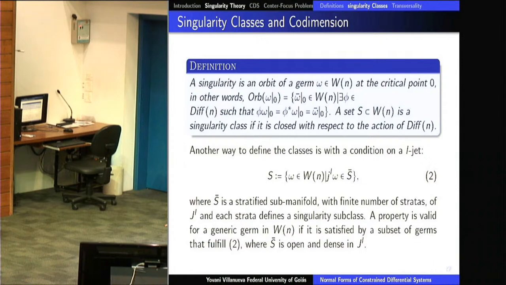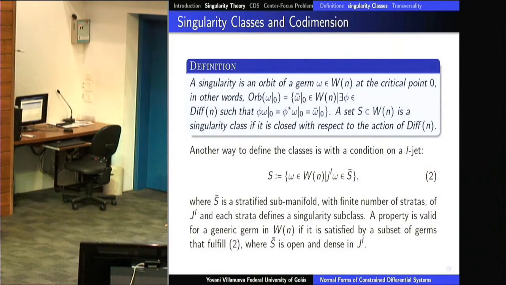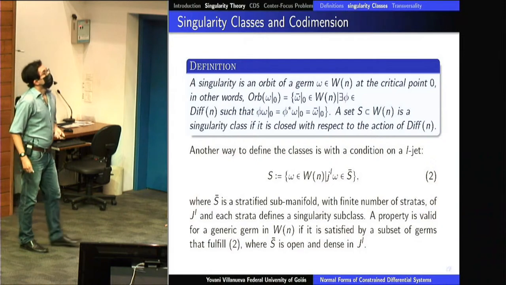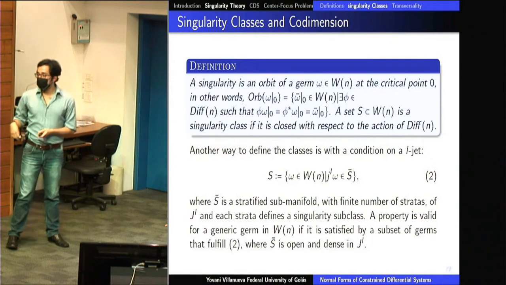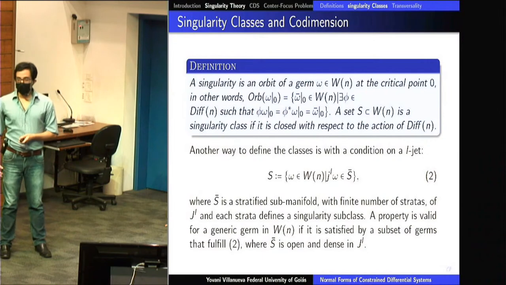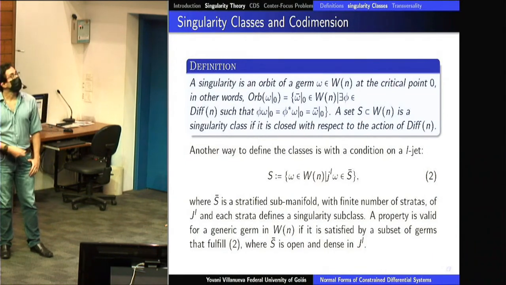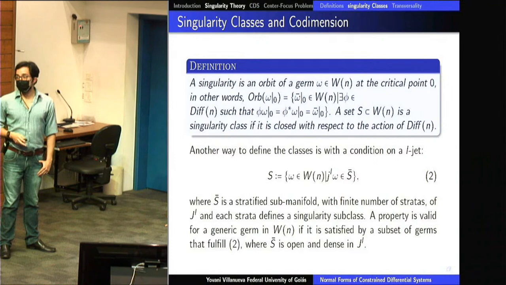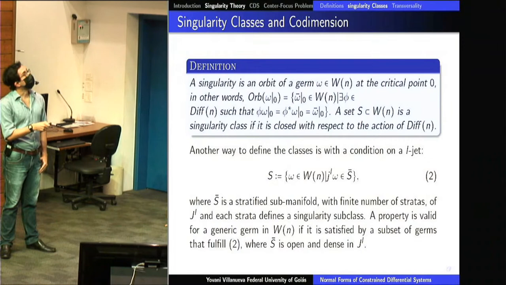Well, we are working on the whole space Rn. And these orbits also define for us the equivalence of two germs. Well, we have that two germs are equivalent if there exists a diffeomorphism such that we get this relation.